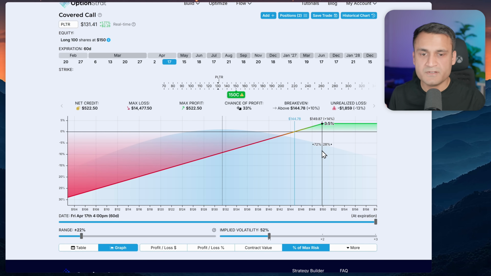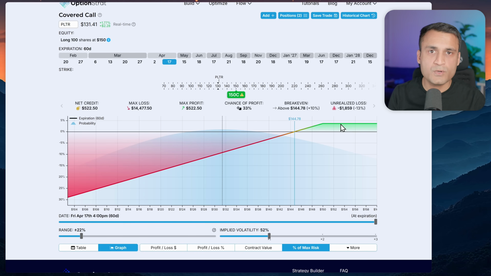So in that case, even if the stock is at 150 by expiration, I would be in a net 3.6% profit. Versus if I were just buying and holding the stock without making this adjustment, I would break even at 150. And in this case, I'm going to break even at 144.78. That means now instead of 14%, I only need the stock to go up by 10%. But for me, that is not enough. I want an even faster and an even better recovery plan.